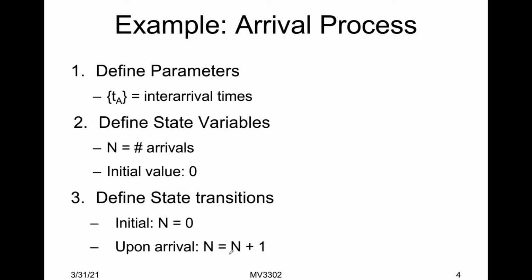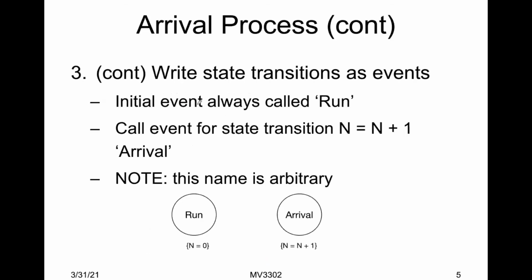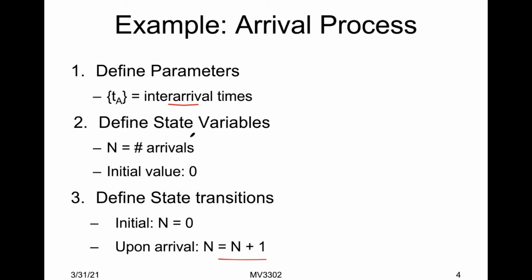What makes it critical are these state transitions. What makes an arrival is the fact that it increments our state variable n. And so our parameters, again, are our inter-arrival times, that is this whole sequence. And our state variable, we're going to call it n, and our initial value is going to be 0.